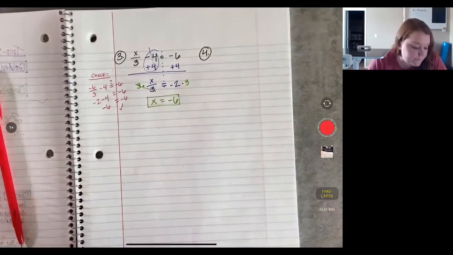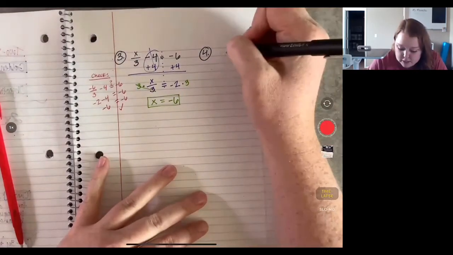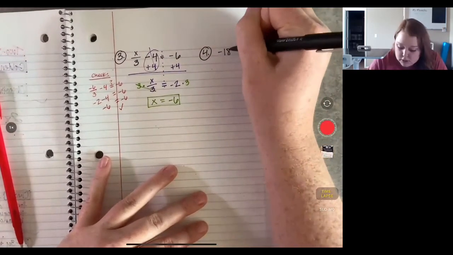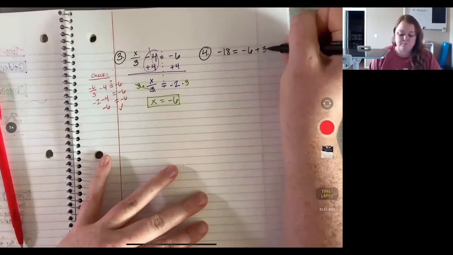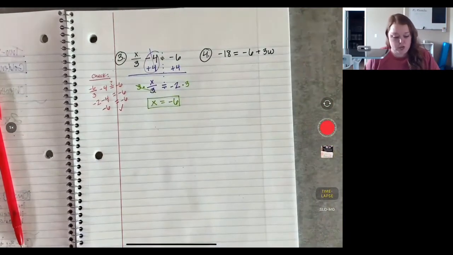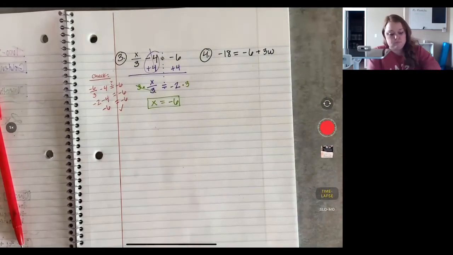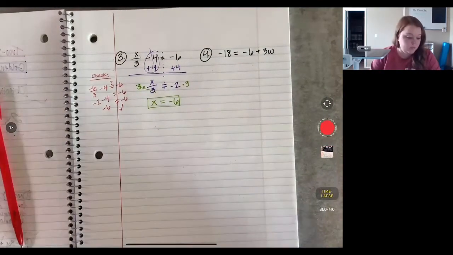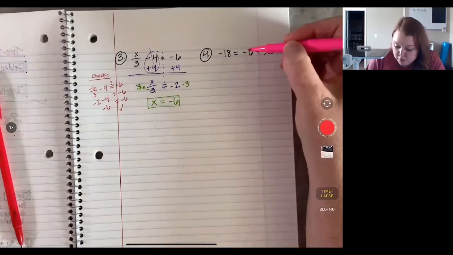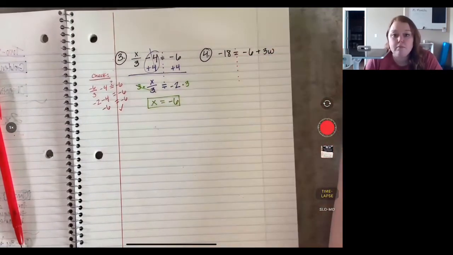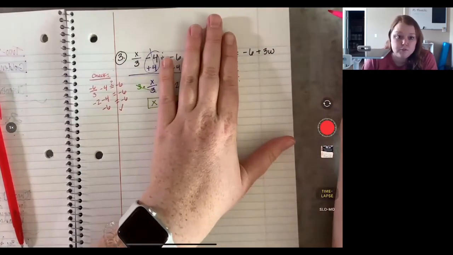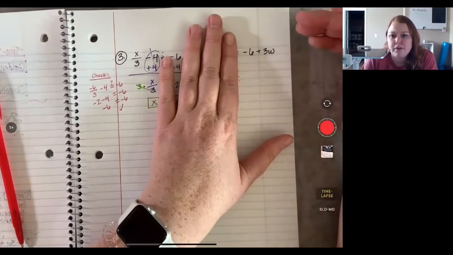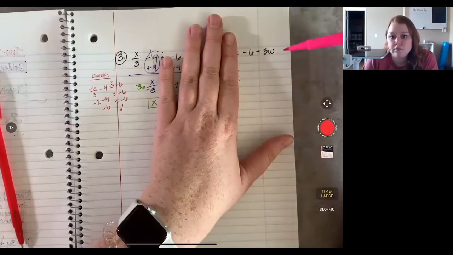Okay, number 4, negative 18 equals negative 6 plus 3w. I challenge you to do it on your own. If you need a little help, totally fine, I'm here for you. Okay, I'm going to go to the side with my variable on it. Uh-oh, this time it's on the right. Do we freak out and flip a table over? No, it doesn't matter. We're still going to follow our steps.